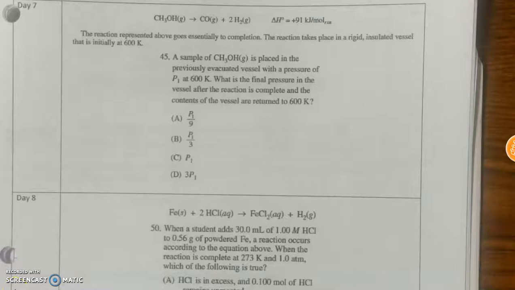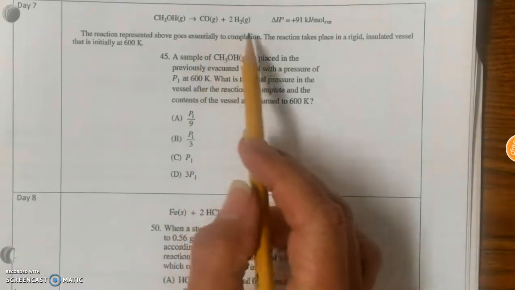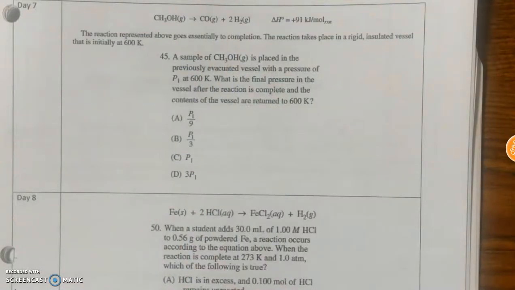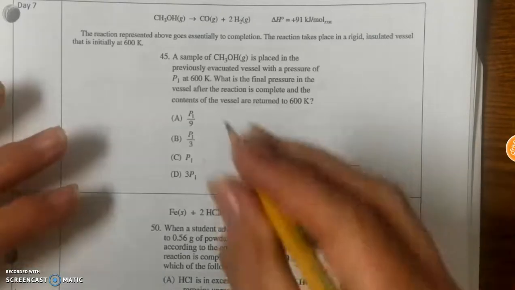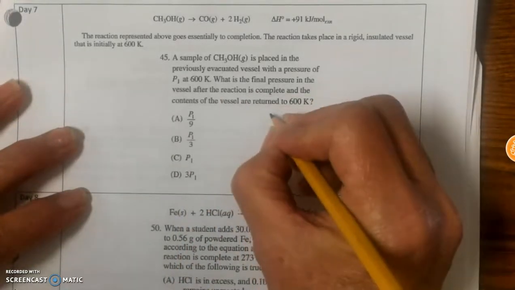All right, let's look at day 7 of your AP multiple choice questions without calculators. A sample of methanol, and here's our balanced chemical equation up here, is placed in a previously evacuated vessel with a pressure of P1. So that is our initial conditions, P1, and 600 K. What is the final pressure in the vessel after the reaction is complete and the contents of the vessel are returned to 600 K?